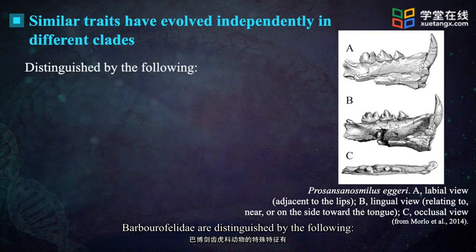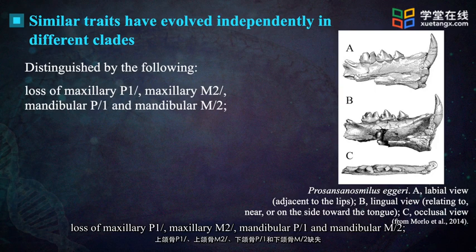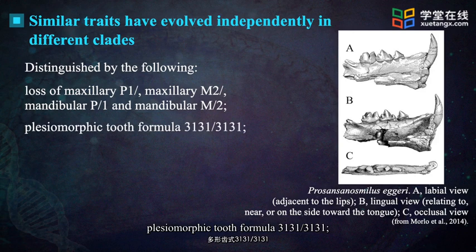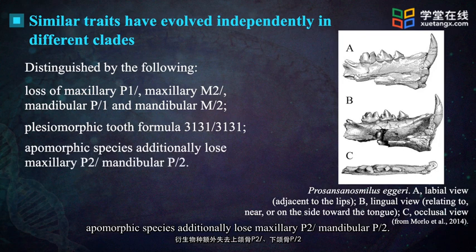Barbourofelidae are distinguished by the following: loss of maxillary P1, maxillary M2, mandibular P1 and mandibular M2, plesiomorphic tooth formula 3131, 3131. Apomorphic species additionally lose maxillary P2 and mandibular P2.